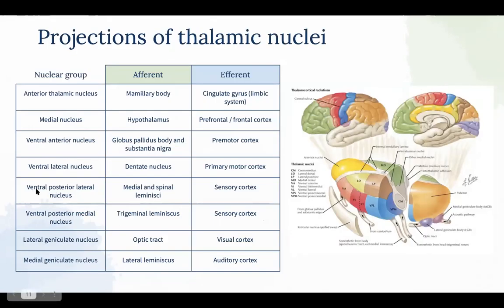And then we have the ventral posterior بالجزئين حقها lateral and the medial. Those are involved in the sensory information. So the ventral posterior lateral هذه راح تاخذ من medial and spinal lemnisci من ascending tracts في spinal cord and it will project to the sensory cortex. كمان ventral posterior medial راح تاخذ من trigeminal lemniscus راح ترسل إلى sensory cortex.